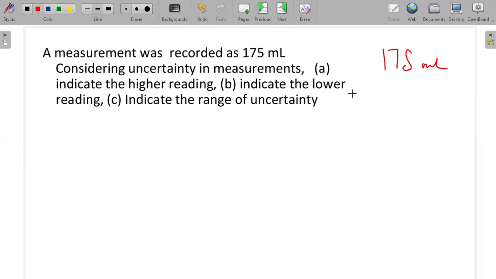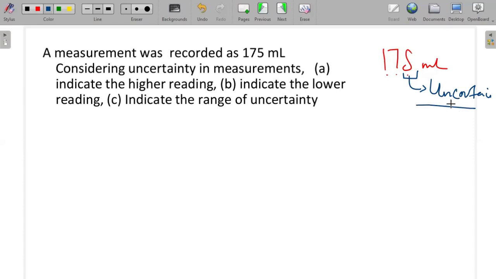So for us to indicate the higher reading or the lower reading, and to find the range of uncertainty, we first of all have to identify the uncertain digit. We count how many significant figures we have here: 1, 2, 3. So this 5 here is the last significant figure, so this one is going to be uncertain.